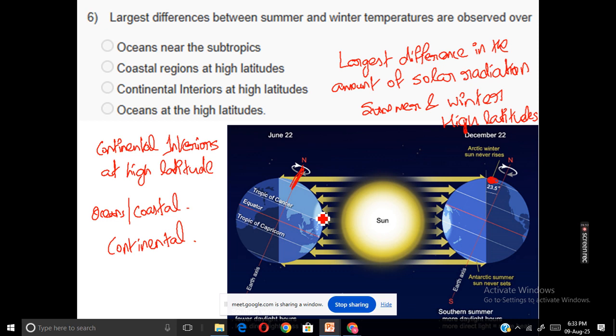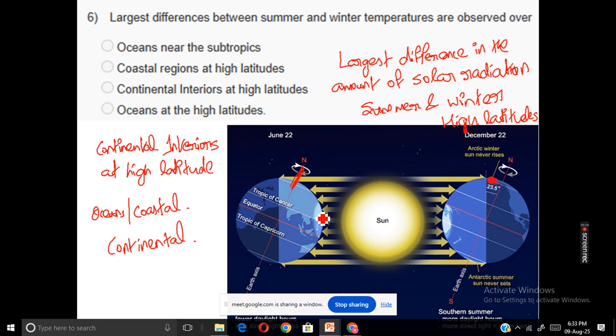So because of that, the continental interiors at high latitudes will be having the largest differences between summer and winter temperatures. Summer and winter temperatures are basically driven by the amount of solar radiation that is received over the region. The large difference in the amount of solar radiation received during summer and winter is seen over the high latitudes region. And again, even in the high latitudes, compared to the ocean and coastal regions, the continental interiors will be having the largest differences. So C is the answer.